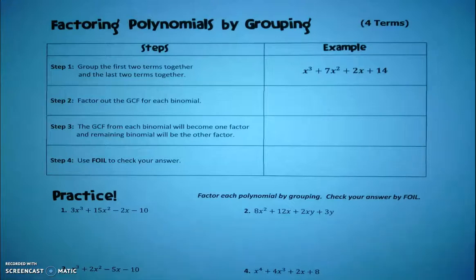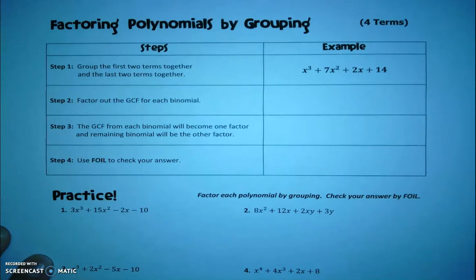For this video, we're going to take a look at factoring polynomials by grouping. Remember, polynomials is just a fancy way of saying we have something with multiple terms. In this case, we have 4 different terms. When we factor by grouping, we are breaking it into its separate parts. Remember, that's when we can redistribute to check our answers.